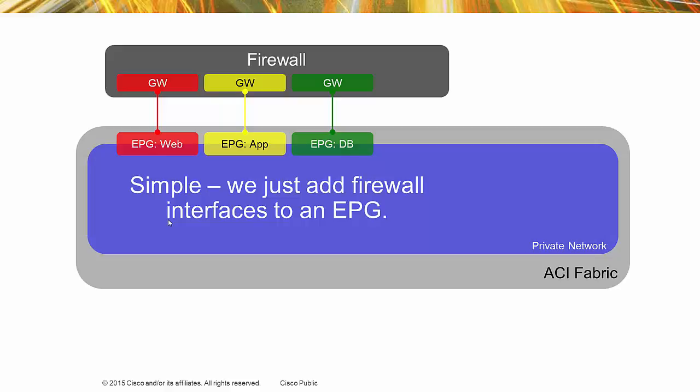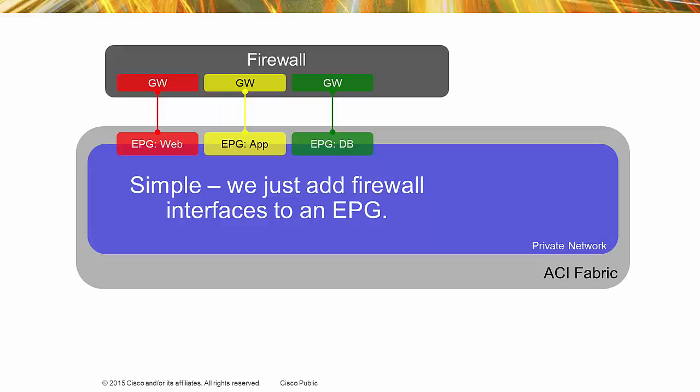See here, we are not creating a layer 3 out. We are literally connecting one of the physical interfaces to one of the EPGs here, let's say web and DB. So this kind of connectivity is a layer 2 connectivity. The type of connectivity where we just add a firewall interface to an EPG, we call a layer 2 connectivity.